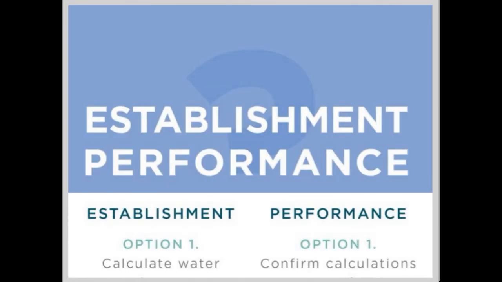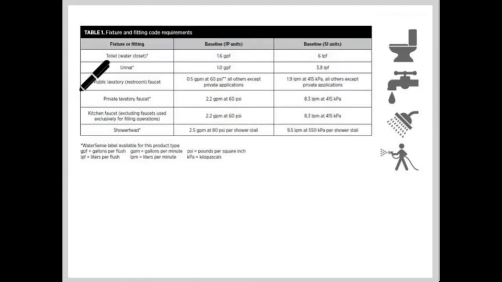As we noted in Module 1, the LEED O&M rating system includes establishment and performance requirements for credits. For the prerequisite, we have both establishment as well as performance components. Let's look at Option 1 requirements in detail.